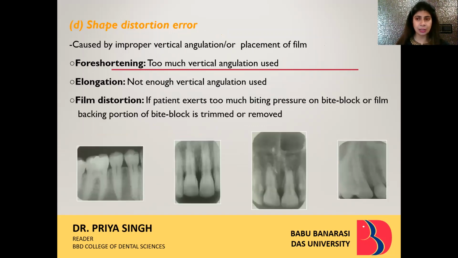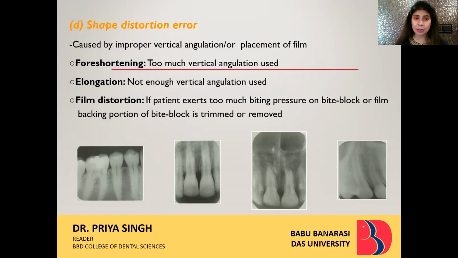Shape distortion error, this is also a very important aspect, especially when we are following a certain pathology. If we want to see whether the pathology has progressed or regressed in size, shape distortion identification becomes very important. So shape distortion error is caused by improper vertical angulation or placement of film.